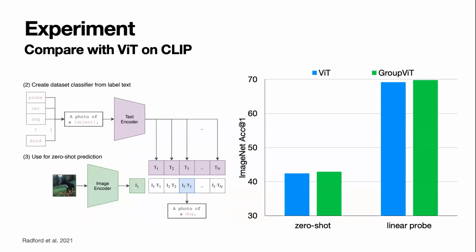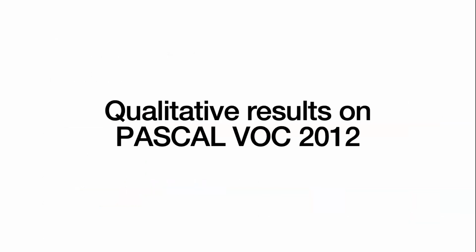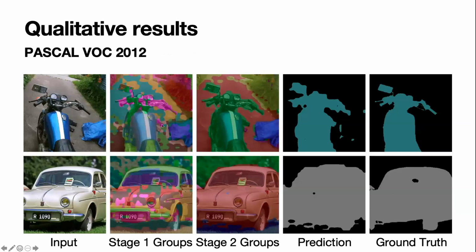The other thing we tested was that we were modifying the architecture of ViT and introducing these grouping blocks. So we wanted to make sure that when these groups emerge, we don't accidentally lose the performance of whole-image object recognition that ViT or CLIP is designed for. And we found that we did not, in fact, lose that performance. And so here are some results. In the second column, we're showing the first stage of grouping, and then this is the second stage of grouping. This is the final prediction, and this is the ground truth.